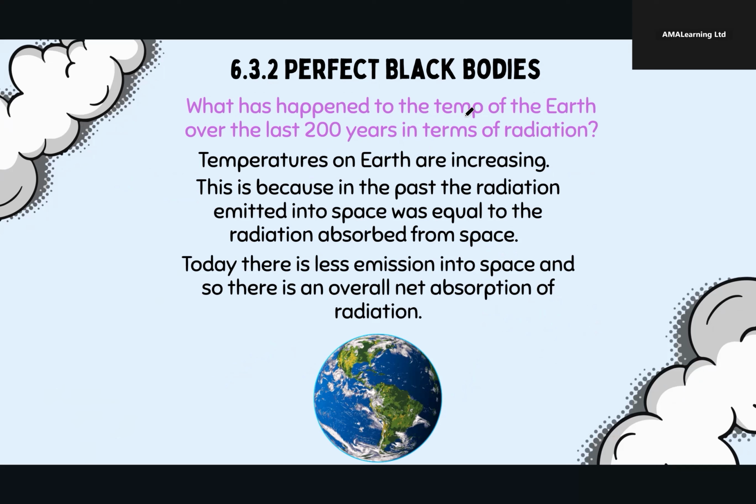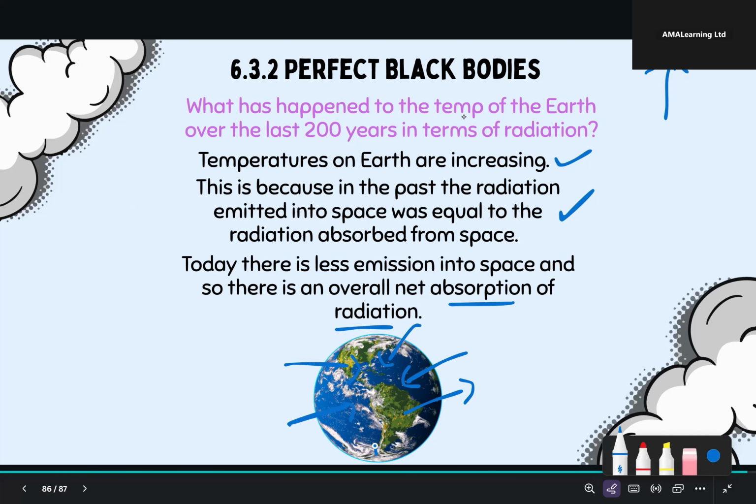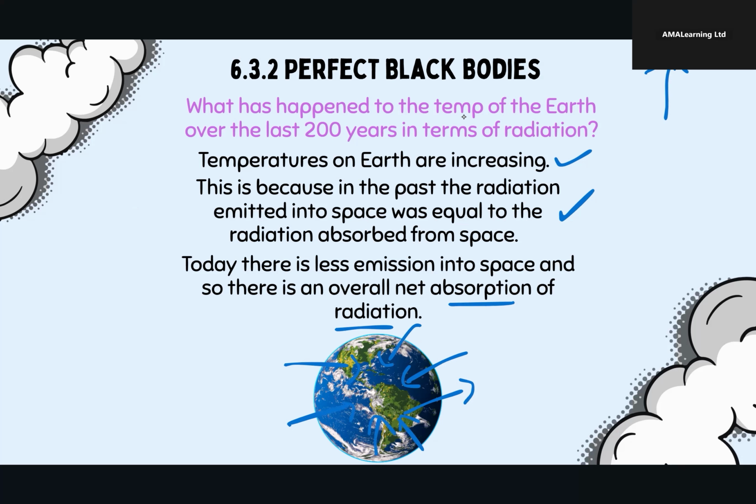The temperatures on Earth are increasing. This is because in the past, the radiation emitted into space was equal to the radiation absorbed from space. So before, the amount of energy entering the Earth was the same as the amount of energy leaving the Earth. But now, the temperature of the Earth is starting to increase. So what that means is today there's less emission into space, and so there's an overall net absorption of radiation. So now we're keeping more of that radiation in than we're releasing. So the overall temperature has now increased.